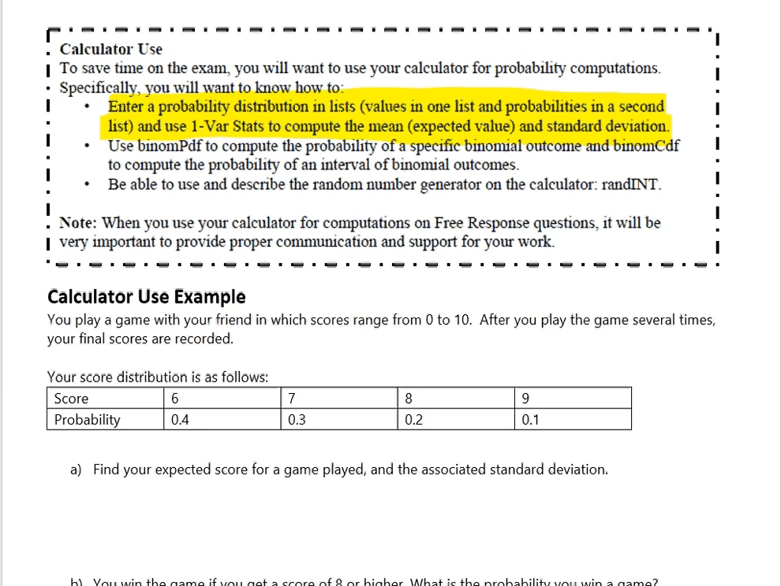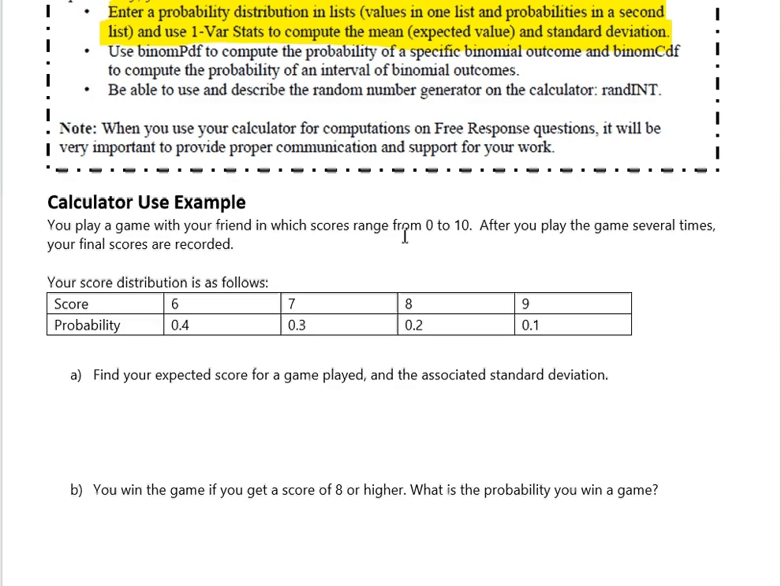So you played a game with your friend in which the scores range from 0 to 10. After you play the game several times, your final scores are recorded. So here's the distribution. We want to find our expected score.